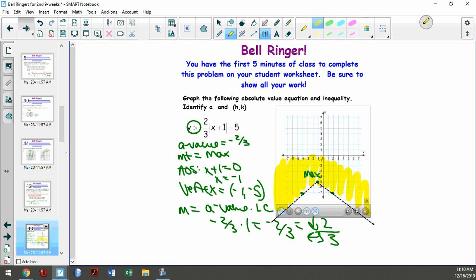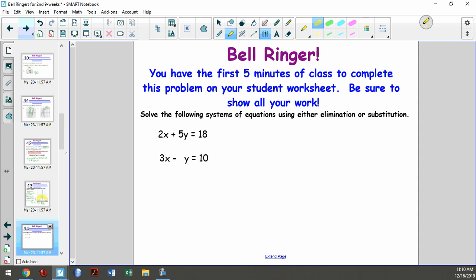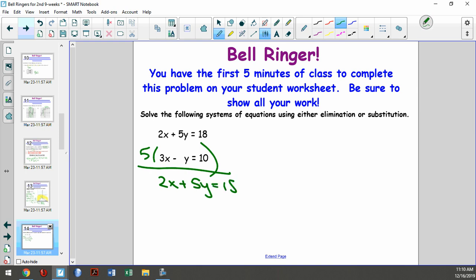Okay. Next. Solve the following systems of equations using elimination or substitution. Which method is best for this? You could do substitution. Why could you do substitution if you wanted to? Because y is by itself. It's a 1y. Okay? If I don't have to do substitution, I'm probably never going to. I'm probably always going to stick with elimination. And I'm going to multiply this whole thing by 5. So I drop down the top equation, multiply the bottom equation by 5.